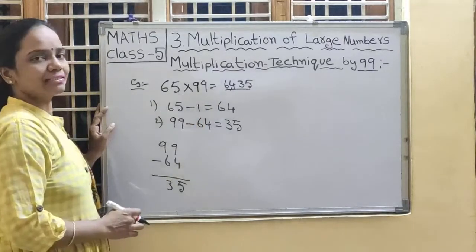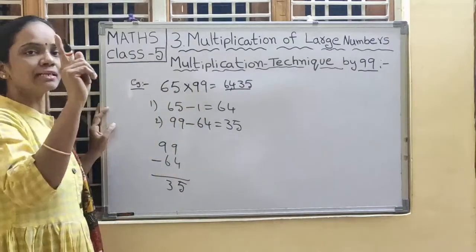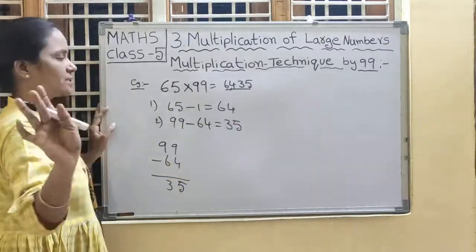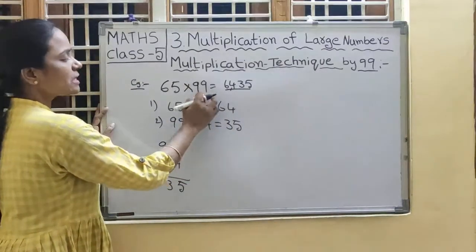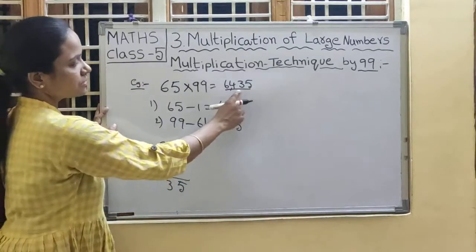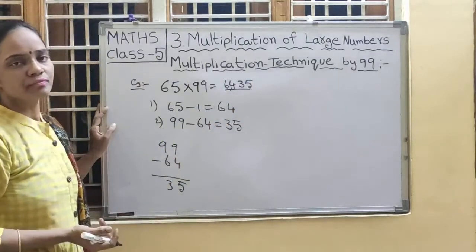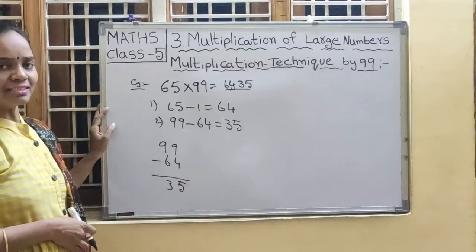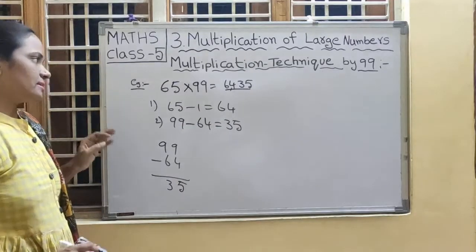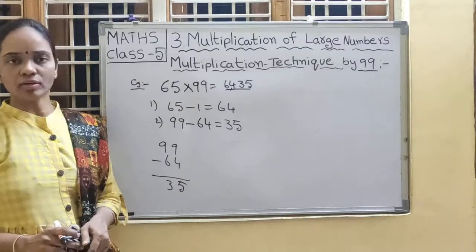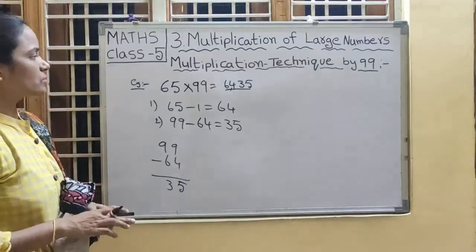65 into 99. First, what do we have to do? We have to subtract 1 from the second number. 65 minus 1 is 64, right? 64 first. So this answer should be subtracted from 99. 99 minus 64, how much? 35. So 64, after that write down 35. That is 6435. Have you understood, children? Very easy. We have so many problems. Please solve them, children, from your textbook.